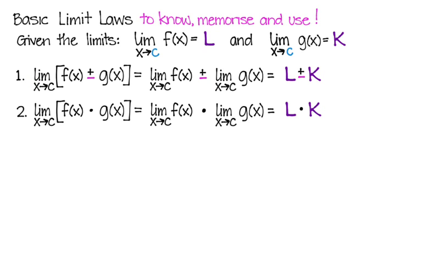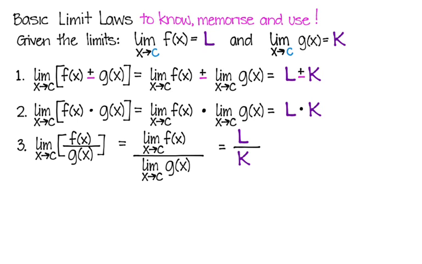Rule 2 is when you have a product. We have a limit of a product, and a limit of a product is the product of the limits. So we end up just multiplying L times k. Rule 3 has to do with division. The limit of a quotient is the quotient of the limits. So if I say the limit of these functions being divided, we can just do the limit of f and then divide it by the limit of g, and we have L divided by k.